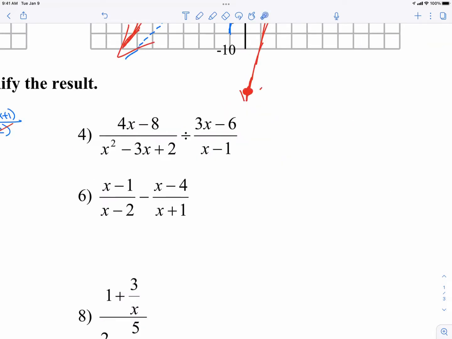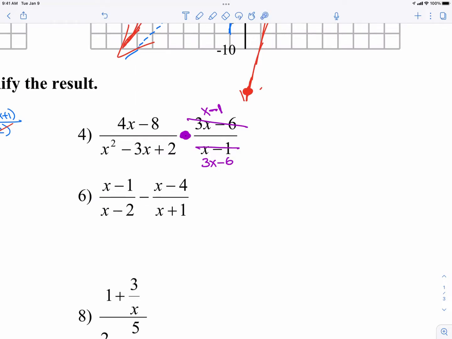All right, here is question number 4, and we see that the problem is dividing, so we're dividing 2 fractions. When you divide 2 fractions, you change the division to multiplication, so I'm actually going to do that now, right here. Change that to multiplication, and then flip the second fraction. So the x minus 1 is now on the top, and 3x minus 6 is on the bottom. Okay, now the next step is to factor wherever possible.